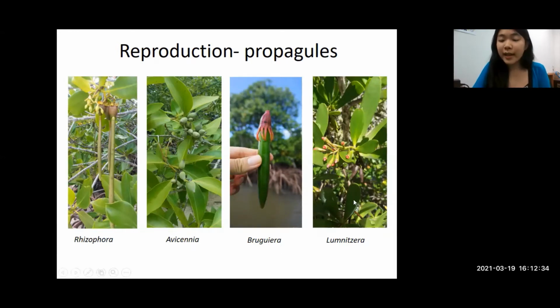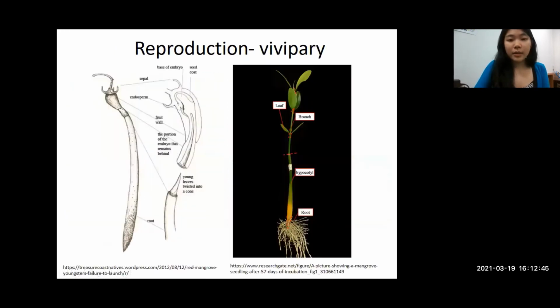And then Lumnitzera actually does have seeds. If you see those little brown things, those are the seeds. They develop from these bright red flowers that are very pretty. Building upon that a little more, we call this vivipary, meaning starting life while still attached to the parent. Humans also do this too.